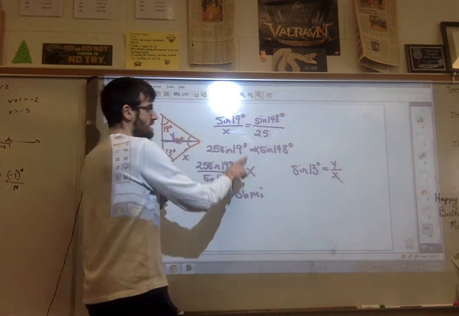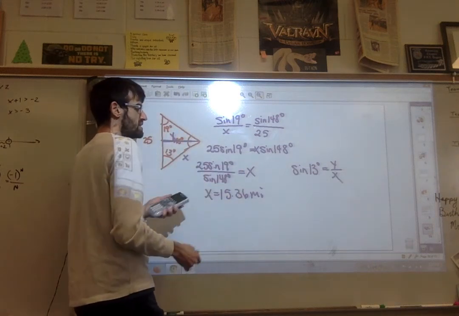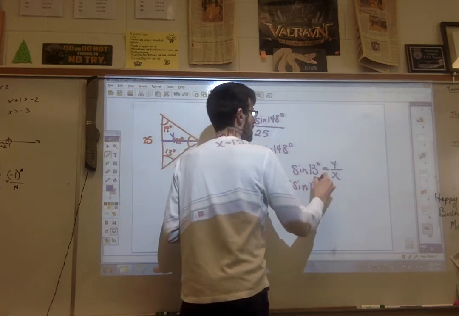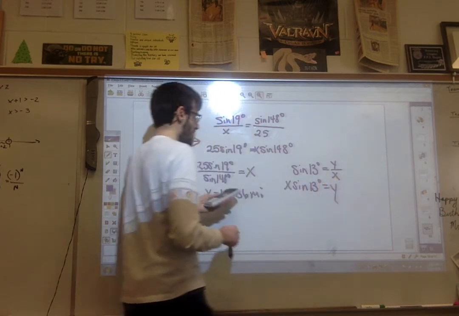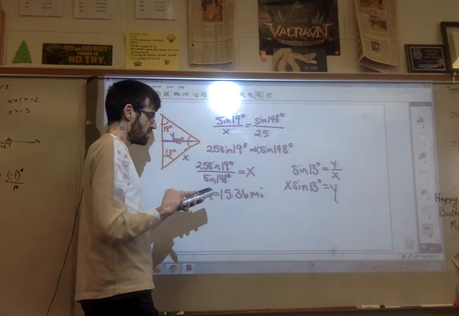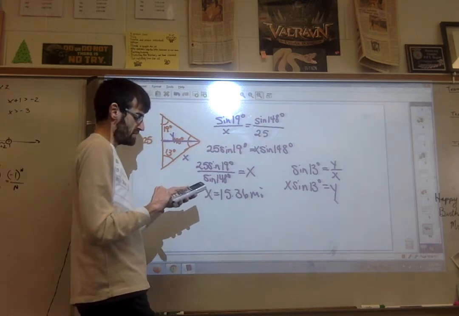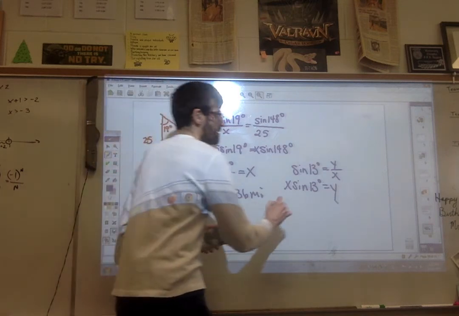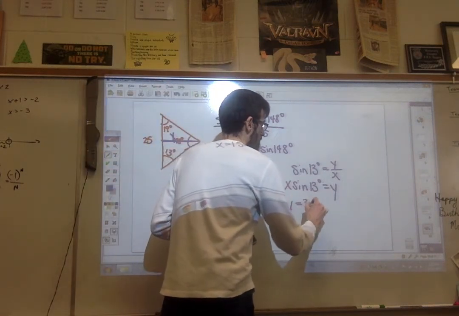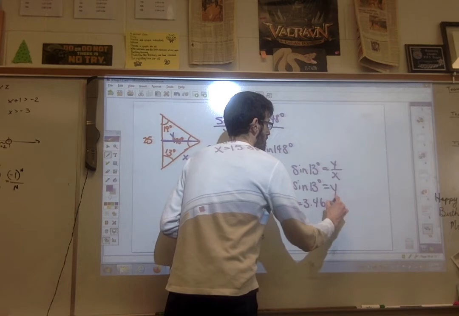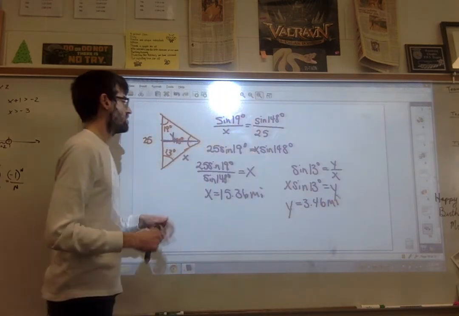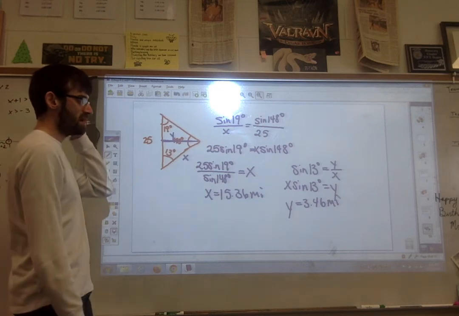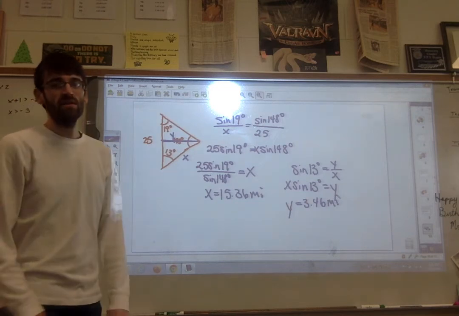I know x is that 15.36, so I'm going to have x sine of 13. In my calculator, I stored that as A, so then I'm just going to multiply by the sine of 13 to get the 3.46 that we solved for earlier. That is miles. So a little bit easier than setting up those two tangent functions. Works just the same now that we know the law of sines.